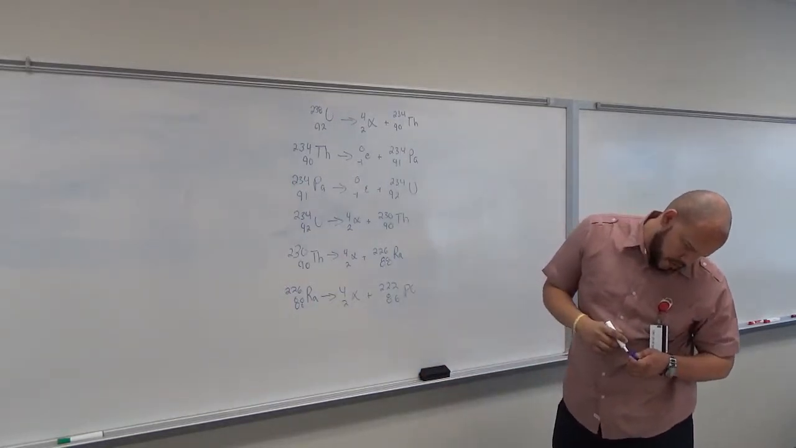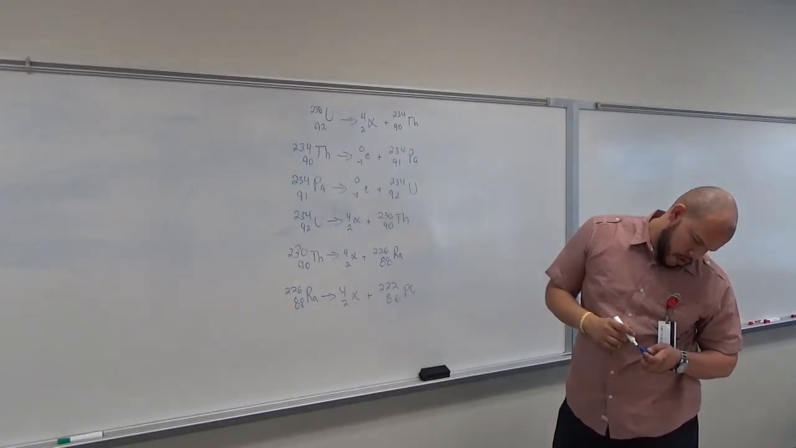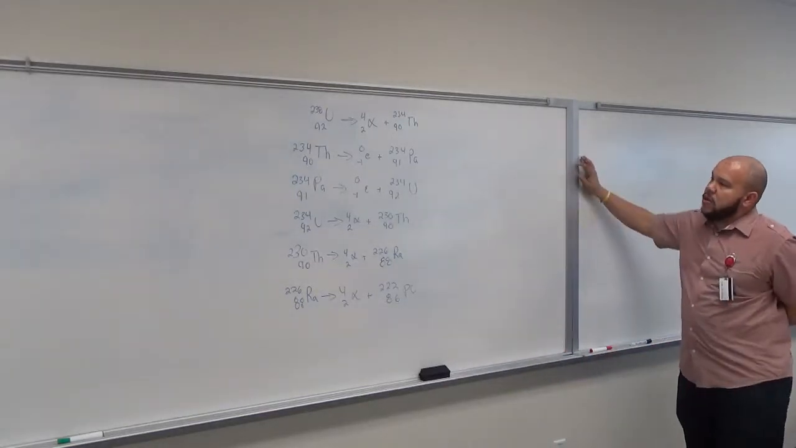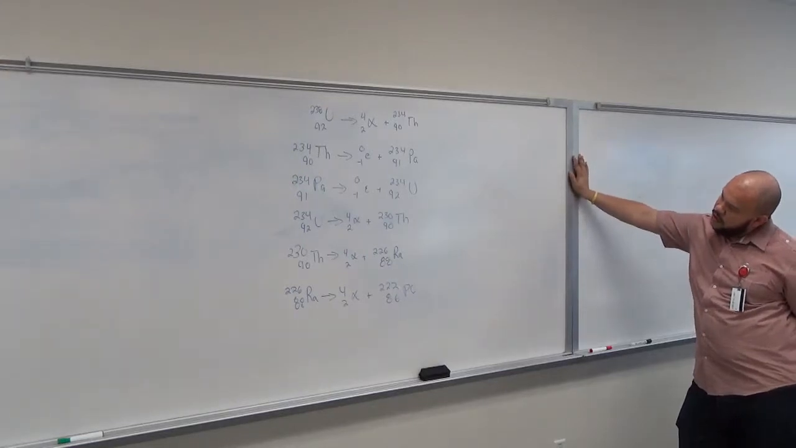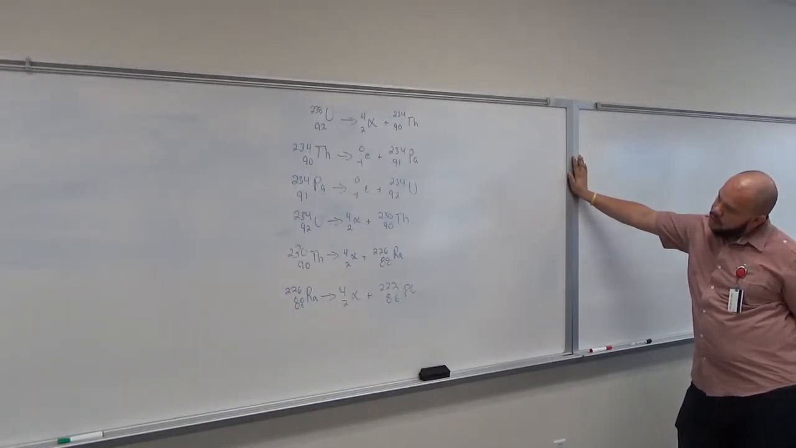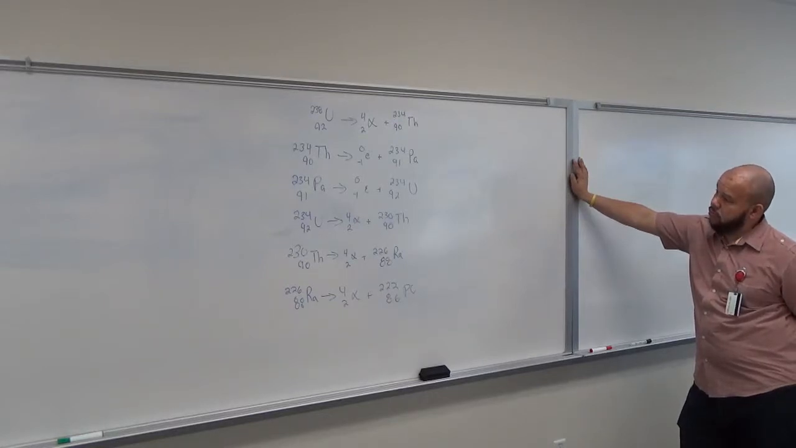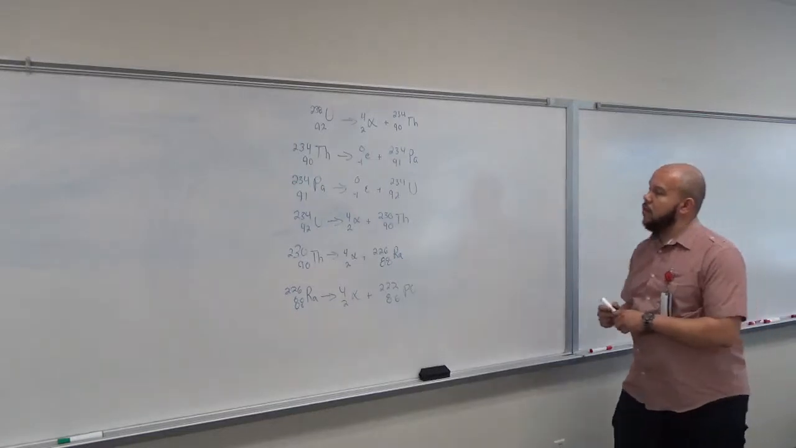And I may have written this one wrong. Alpha, beta, alpha, alpha, alpha. Well, let me double check this. Or is it positron emission? Maybe if you go plus one there, you get 90. I didn't write this question.